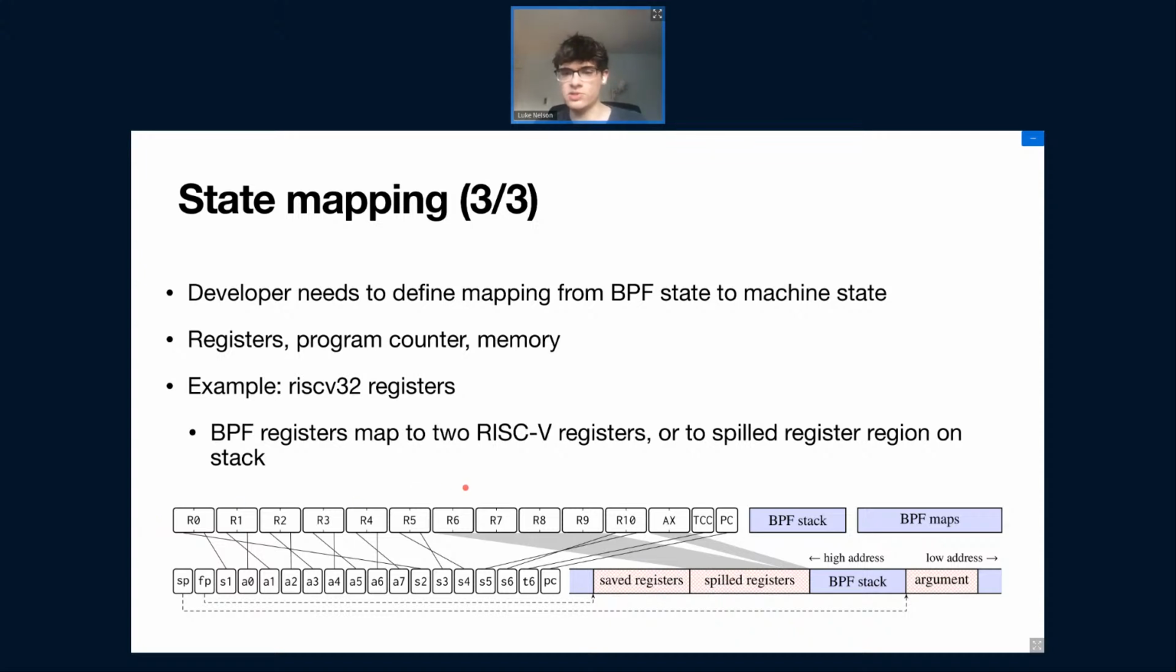Other BPF registers are mapped to a special designated region on the stack that holds their values, and then those are loaded and saved to temporaries as needed. So in order to use Jitterbug, the developer has to specify exactly what this mapping is in order for the code to be verified.